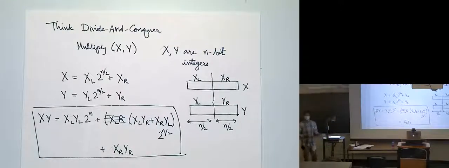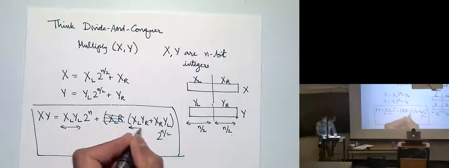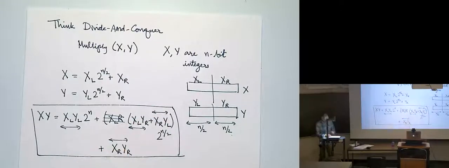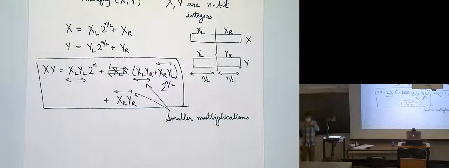Indeed, there's nothing about binary here, right? I mean, if you had treated these as digits, then instead of 2, you would write 10. It works in any base. Is the formula clear? Right? So now each of these are smaller multiplications, right? Because now I'm multiplying two n over 2 bit integers. Okay?